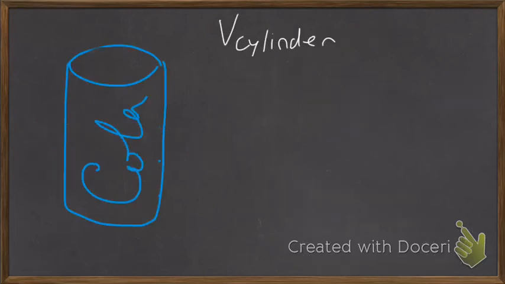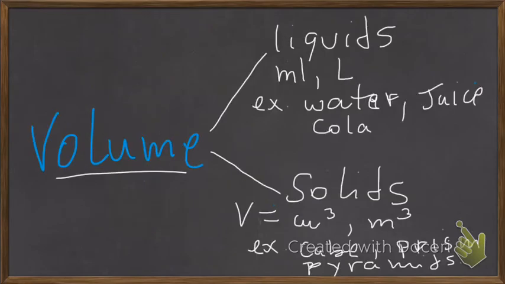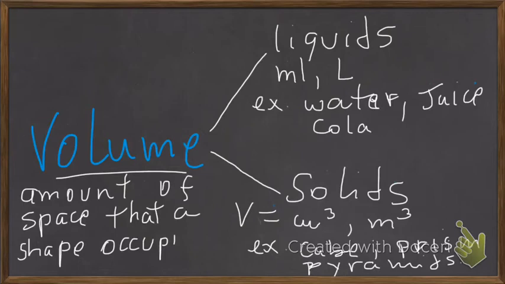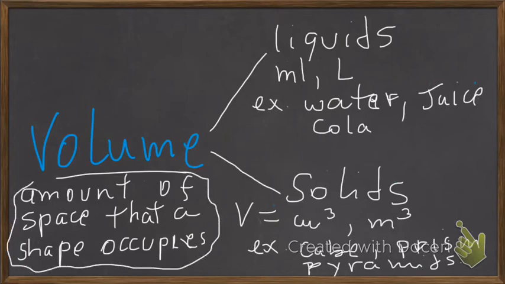Did we say what volume actually is? I don't think we mentioned that yet. We should probably mention that. So volume is the amount of space that a shape occupies. That is your definition of volume.